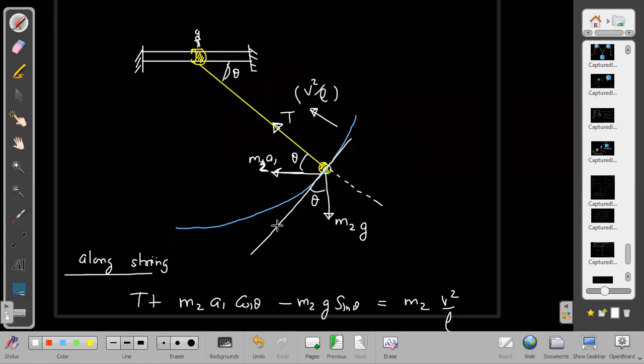I know here the net relative acceleration for this in the tangent direction. Do I know that or not? In the tangent side also I can find it out easily.